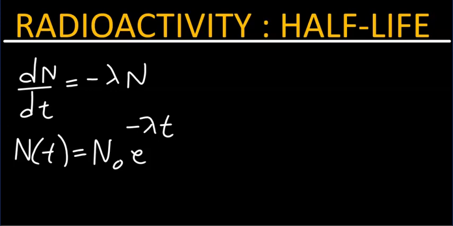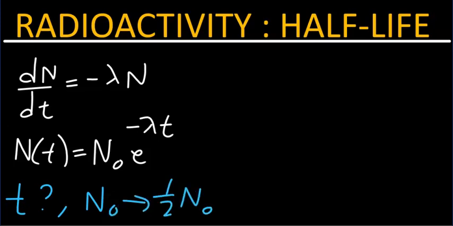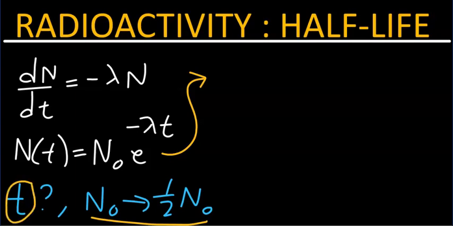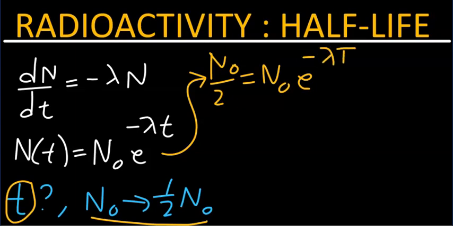So let's now address the question as to what is the time when the number of radioactive nuclei decreases to 1/2 the original number N naught. So the value of t when N goes from N naught to half N naught. So let's substitute that condition in this equation and assume the t when that happens is capital T. So it becomes N naught over 2 equals N naught e to the power minus lambda capital T.